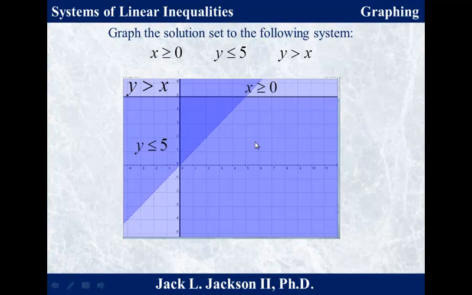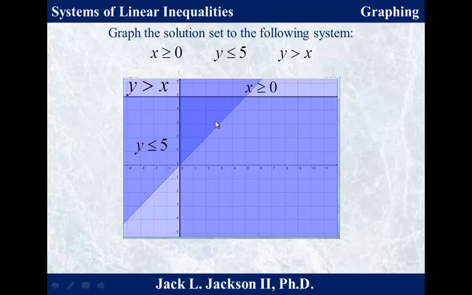Now we put in our last one, where y is greater than x. First of all, notice that this time when we graph the boundary line y equals x, it's a dotted line because y equals x is not included, but we shade up to that line. In this case, we want the y's greater than the x's, so it's above that line, so it's up here. Now if you look, this little triangular region is the part that's triple shaded.